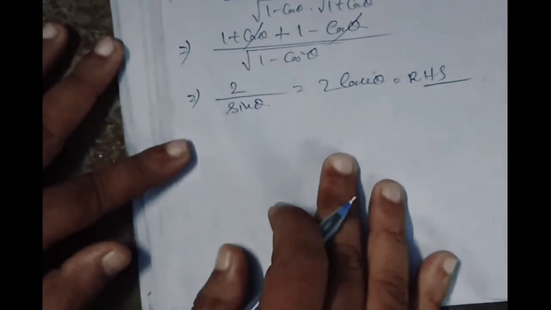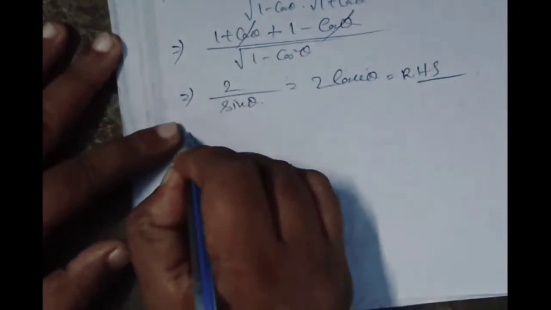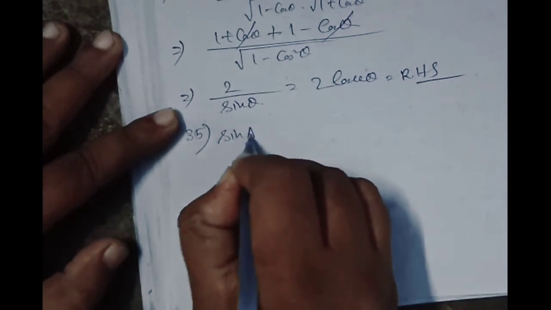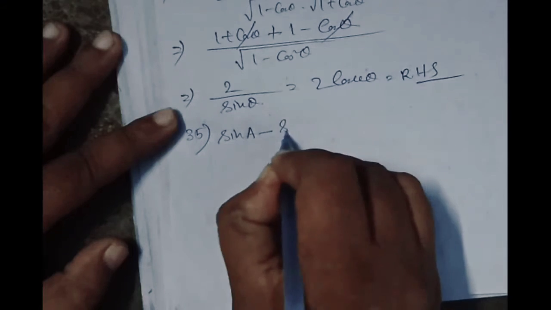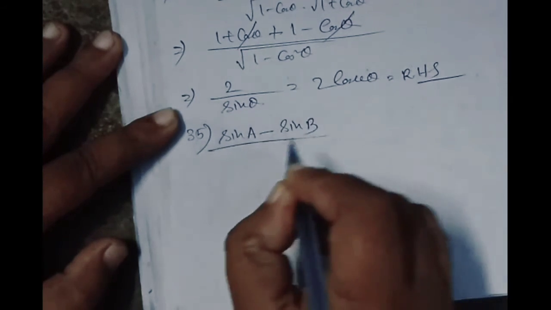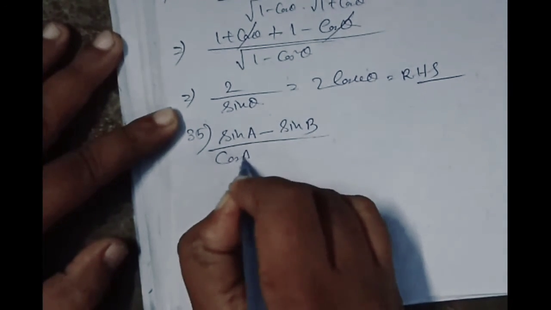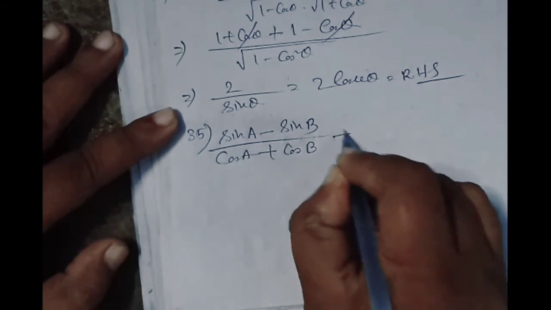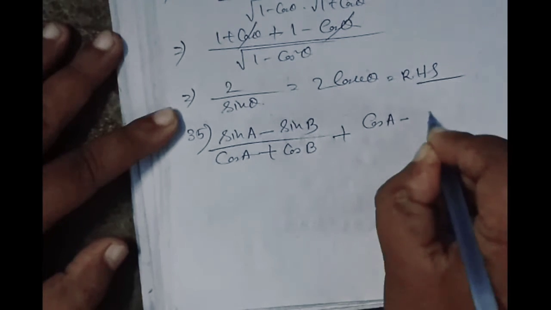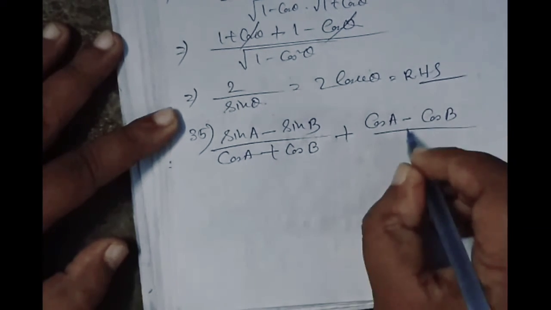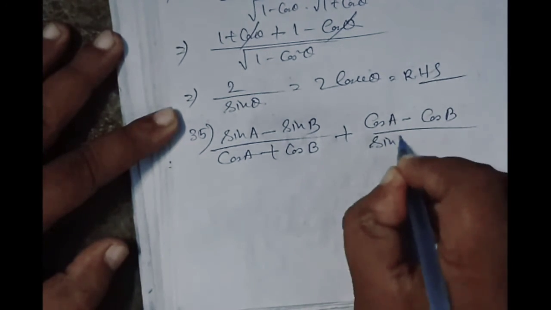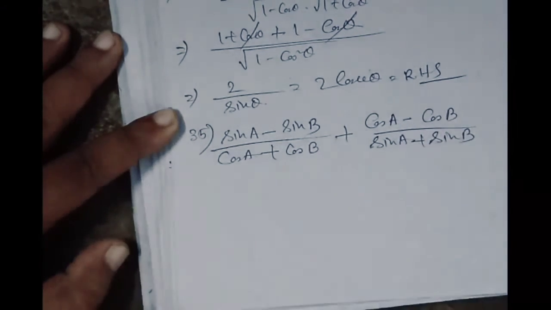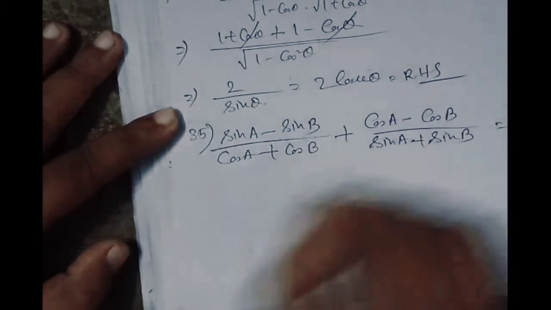Next, move to another question, question number 35. What is given: sin A minus sin B by cos A plus cos B plus cos A minus cos B by sin A plus sin B equals 0, we have to show.